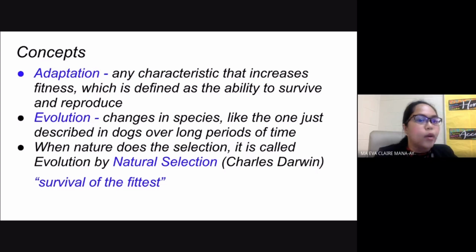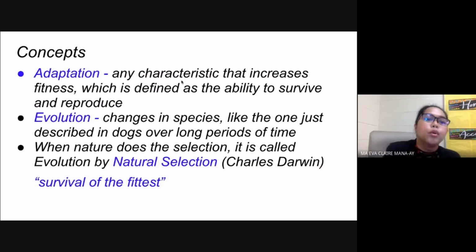So again, when you say adaptation, this is any change that an organism may have. It might be structural, it might be in the body parts, it might even be behavioral. It might be in the behavior of your organism, and this, of course, is done so that they can survive in their environment. So again, that is the term adaptation. Any change in your organism that can help it survive in its environment, any change that can help it become more fit to its environment.